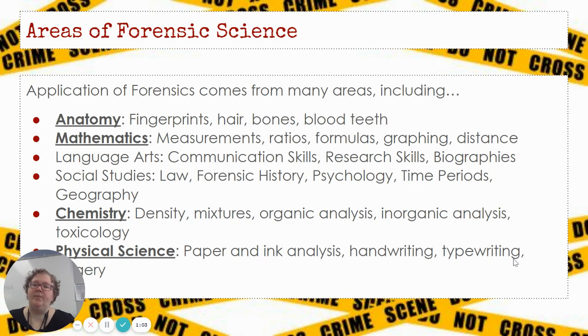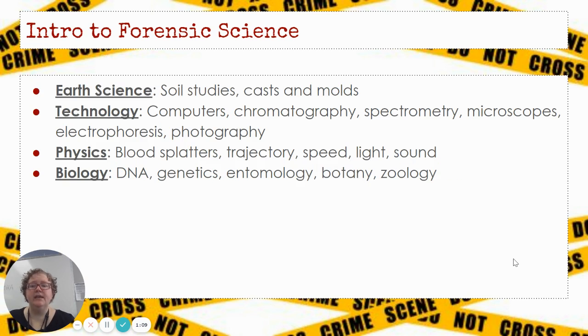Physical science, that would be things like paper and ink analysis, handwriting, typewriting, forgery. Also includes earth science with soil evidence, things like casts and molds. Technology, especially with the rise of digital crimes. So computers, chromatography, spectrometry, microscopes, electrophoresis, all of that kind of falls under that technology umbrella. Physics in terms of blood spatter, determining trajectory, speed, velocity of blood, as well as bullets and other ballistics. Biology, including DNA, genetics, entomology, which is insects, botany, which is plants, and zoology, which is animals.